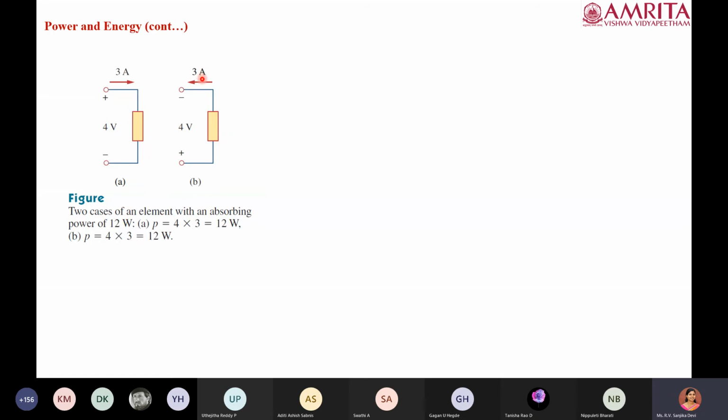Here a 3 ampere current is coming out of the negative terminal. If a 3 ampere current is coming out of the negative terminal, it means that through the positive terminal the current would have entered, passed through the element, and is now coming out of the negative terminal as 3 ampere, right? So the current is actually entering into the positive terminal, which means that this particular element is absorbing the power.